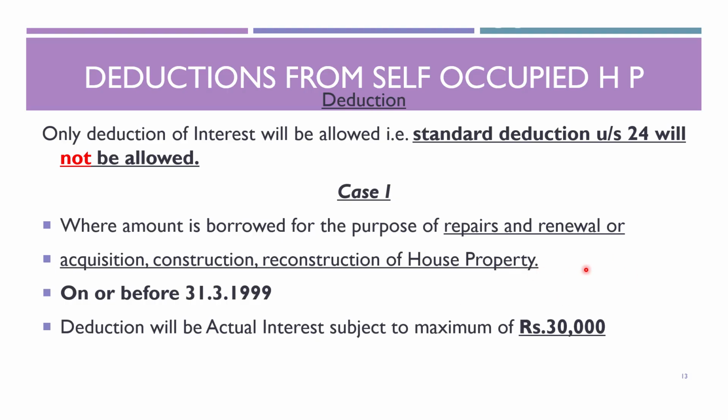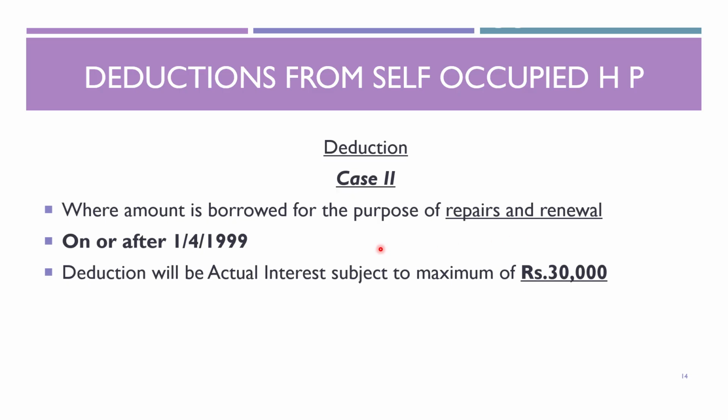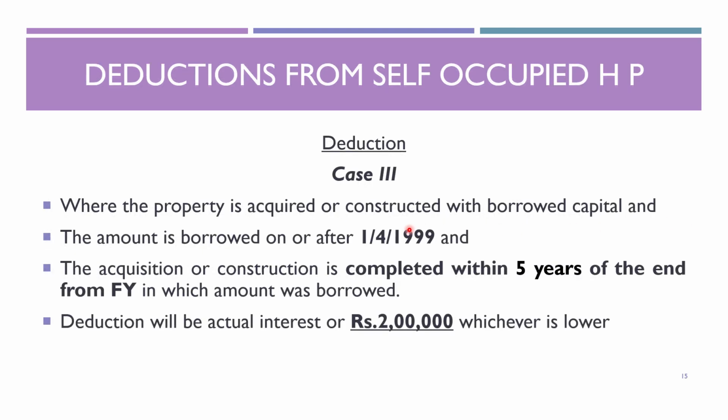These are the various details. Case 1, where the amount is borrowed for the purpose of repair or renewal, then the maximum amount will be 30,000. If it is after 1-4-99 for repair or renewal, still the amount is 30,000. If the property is constructed with borrowed capital and the amount is borrowed after 1-4-99, then the amount of interest will be 2 lakh. That is the maximum you can claim.